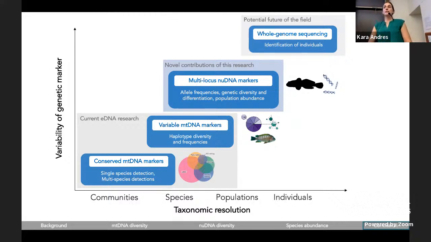I think there's a lot of people really excited about that prospect. And side note, there was even an article, I think last year, about how we could use the environmental DNA to find out where the Loch Ness Monster is.